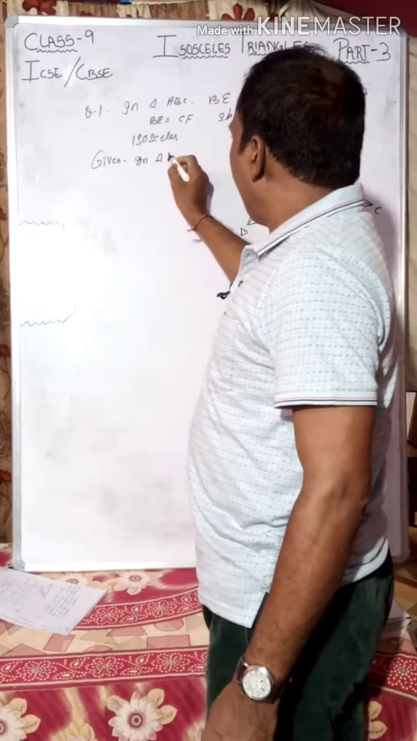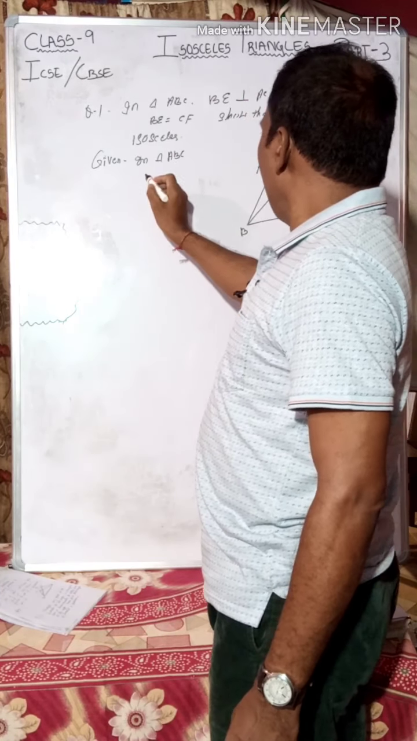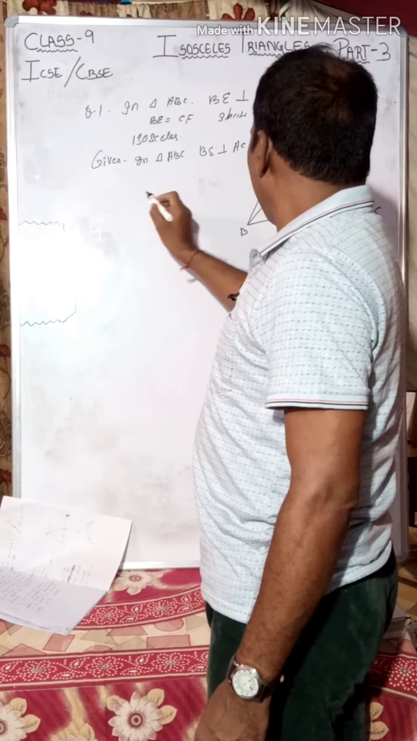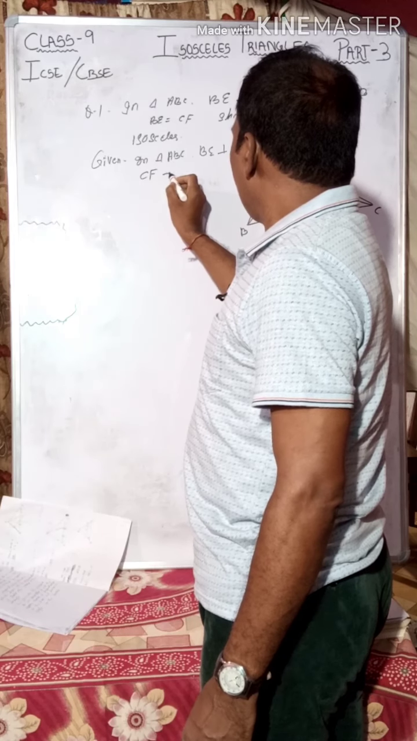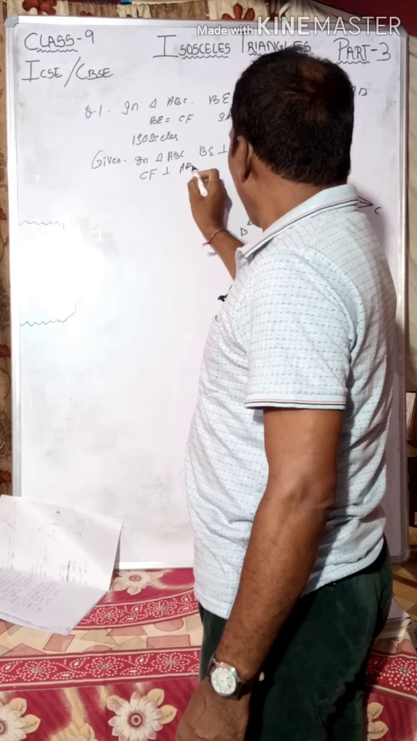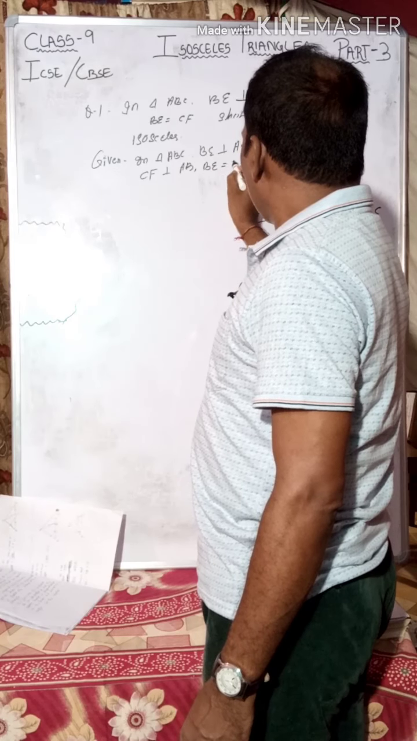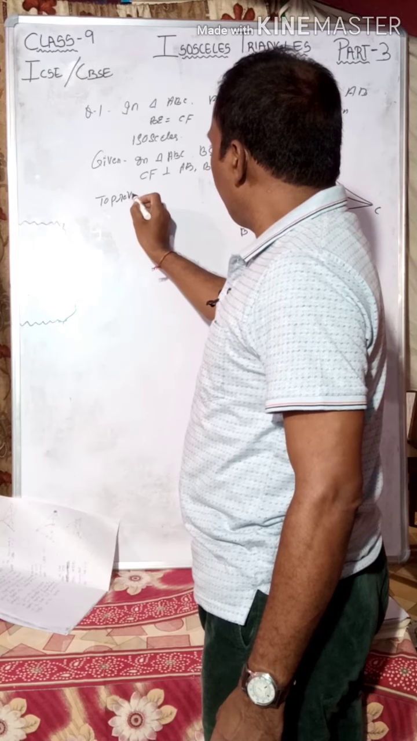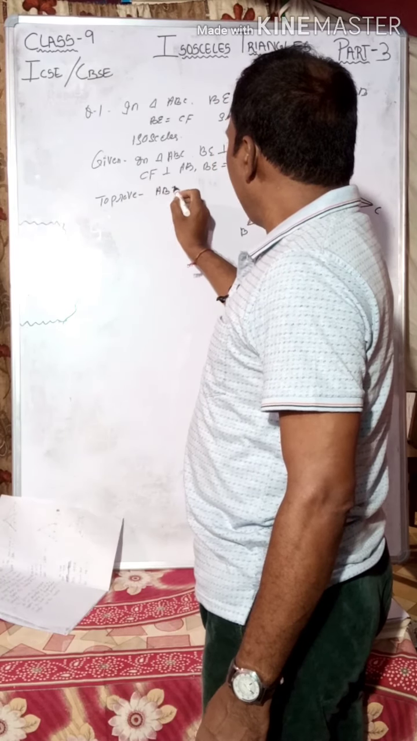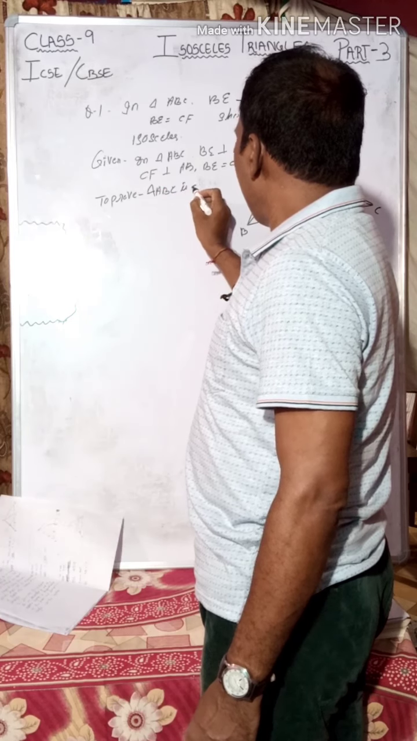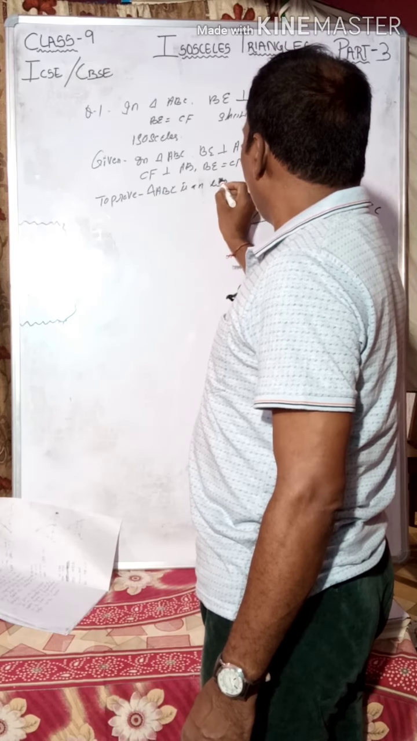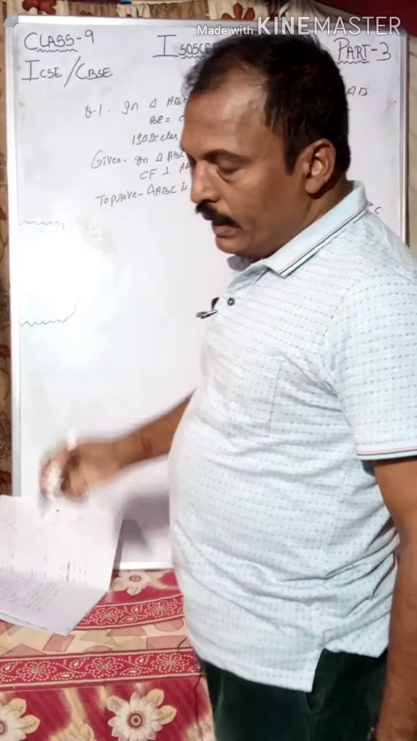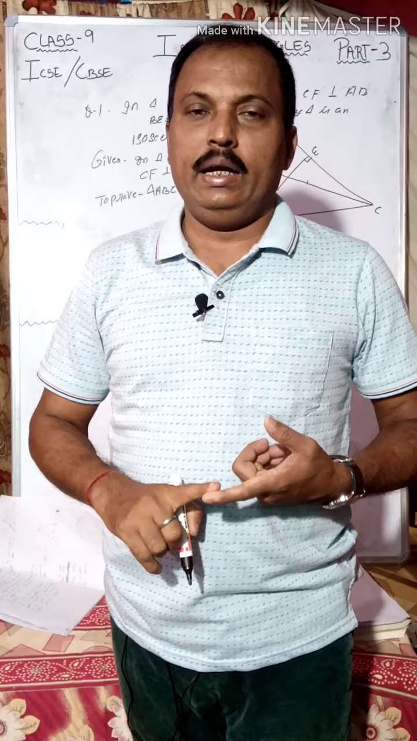In triangle ABC, BE is perpendicular to AC, CF is perpendicular to AB, and BE is equal to CF. To prove: triangle ABC is an isosceles triangle.